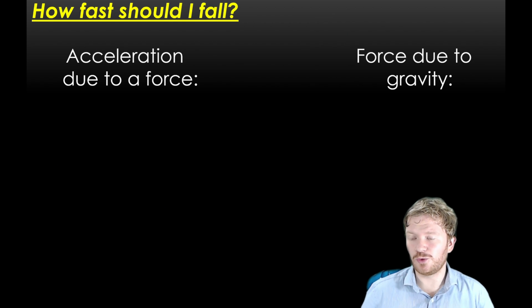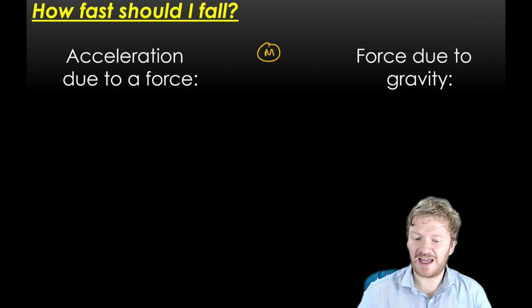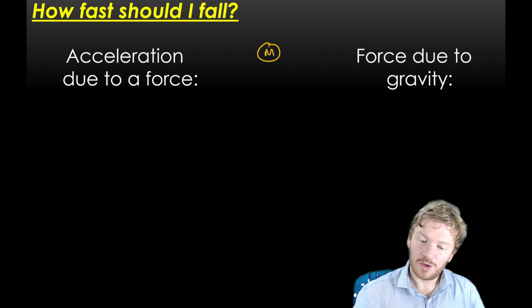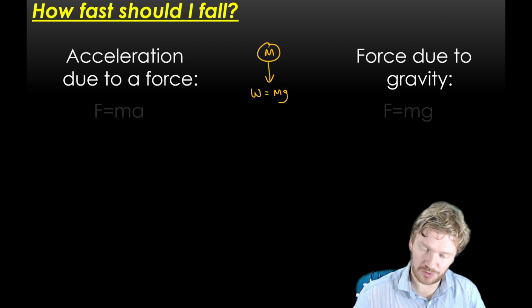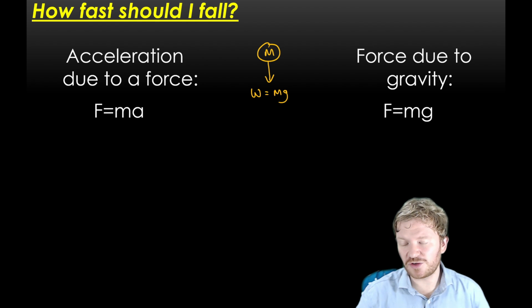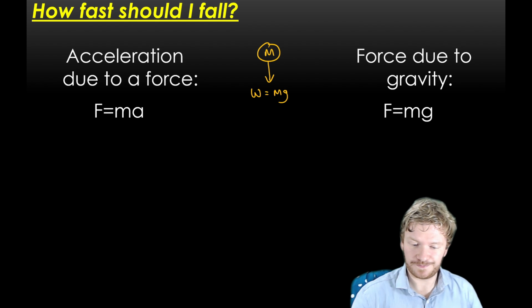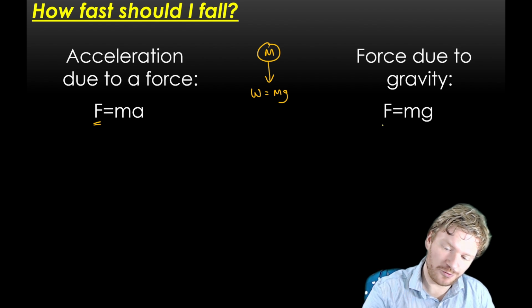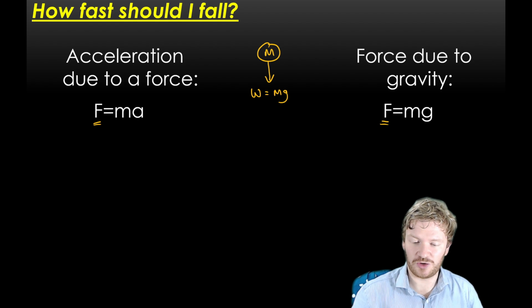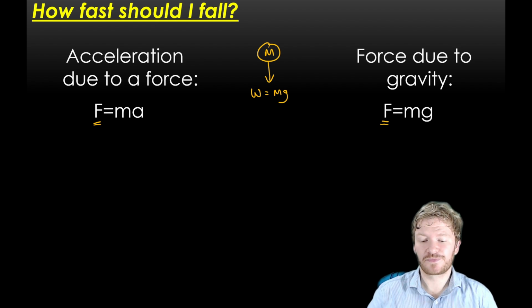How fast should I fall? So I want you to imagine I've got an object here and it's got mass m. How fast is it going to fall? Well, I now know that the force acting down on it, the weight, is equal to its mass times gravity. But I also know that the force due to acceleration is mass times acceleration. Now what do you notice here? What I notice is that I've got a force acting on my object and a force acting on my object. And in this case, those two big F's are the same.